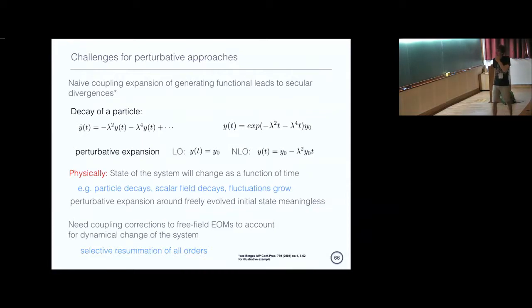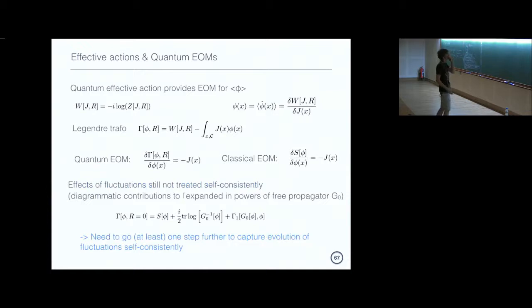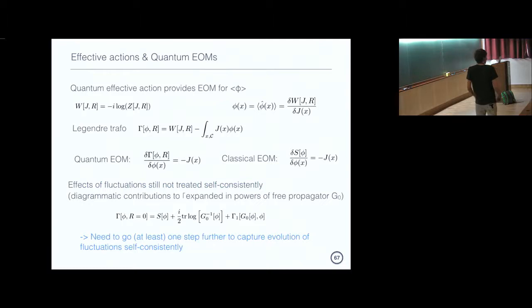Okay, so how can we go about it? Really, what we want is to compute corrections to the equations of motion of free fields. That's what I argued one should do. And how do we do this in the quantum theory? The method to do this is to use effective actions.